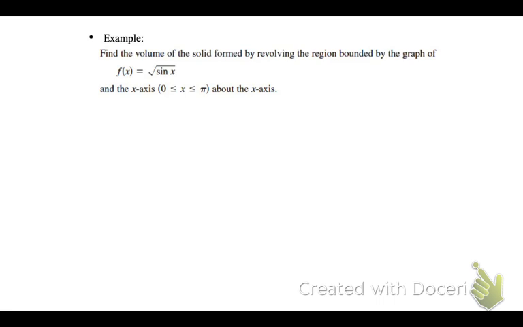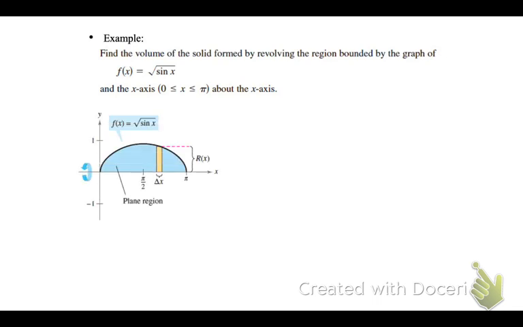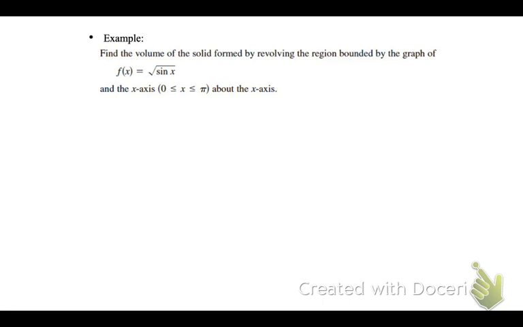Okay, so find the volume of a solid formed by revolving the region bounded by the graph of f of x equals the square root of sine of x and the x-axis, from 0 to pi, about the x-axis. So we're rotating, so you need to be drawing pictures. We're going to draw this picture. So we're rotating it about what axis? The x, right? And we're going from 0 to pi.